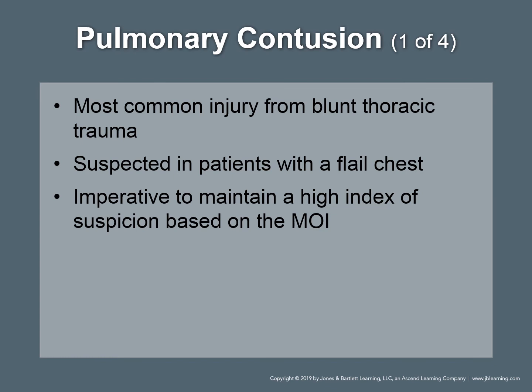Pulmonary contusion, this is a bruise to the lung. It's the most common injury from blunt trauma. We see this in patients with flail chest, high energy impacts to the ribs. You really want to watch your mechanism of injury and keep in mind that the patient may have a pulmonary contusion. The big issue with pulmonary contusion is the loss of space for gas exchange between the alveoli and the pulmonary capillaries.